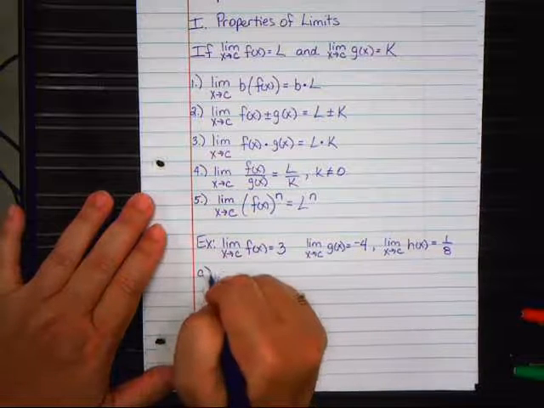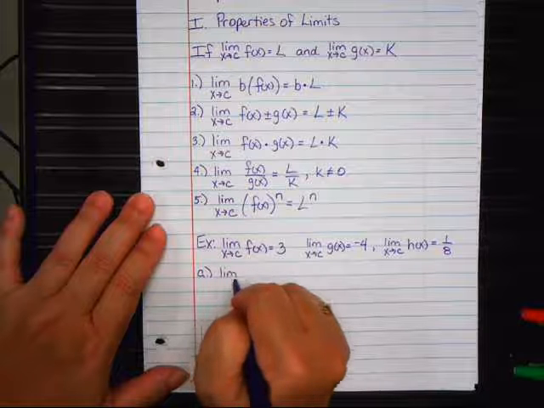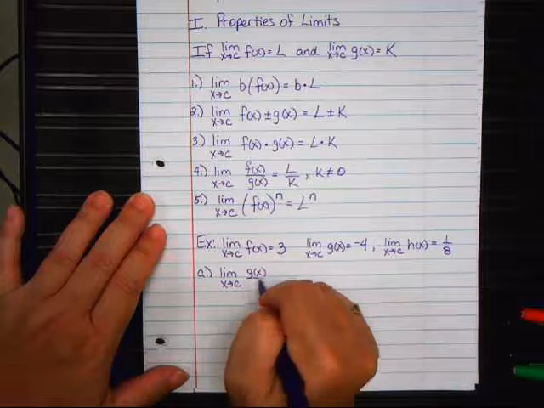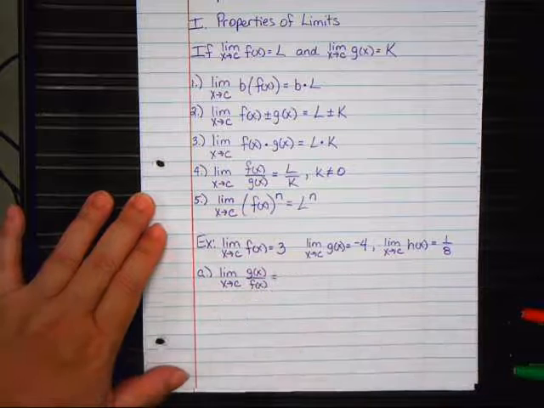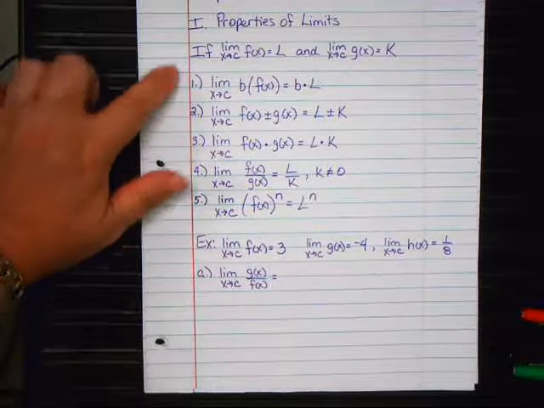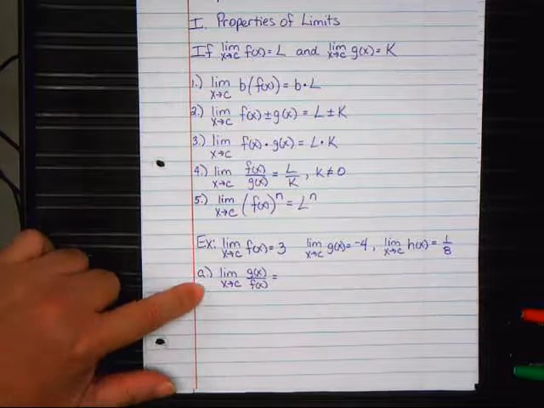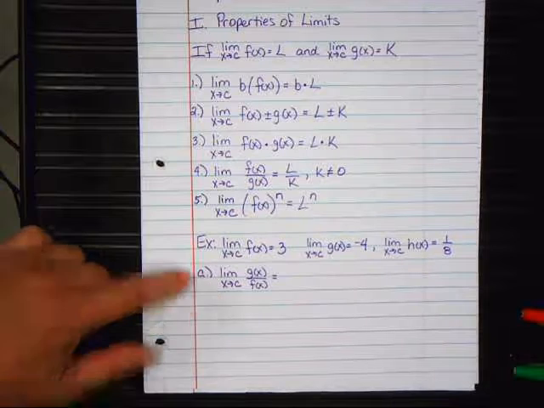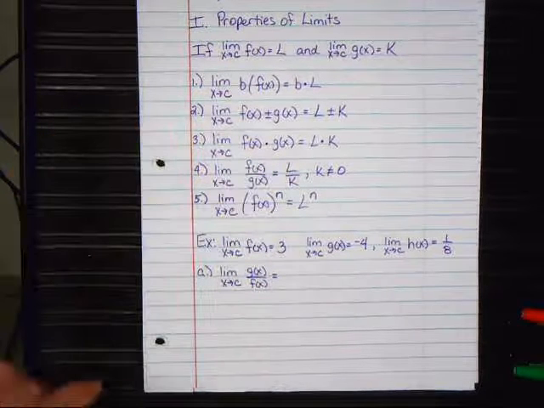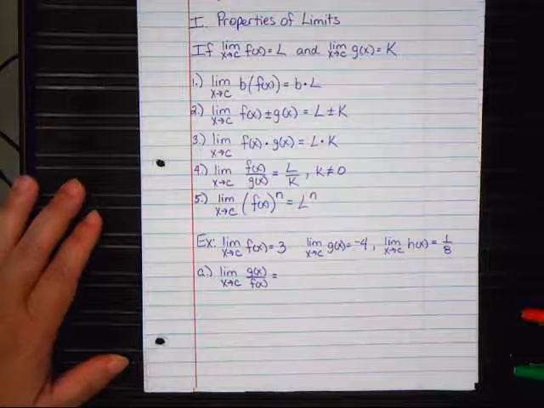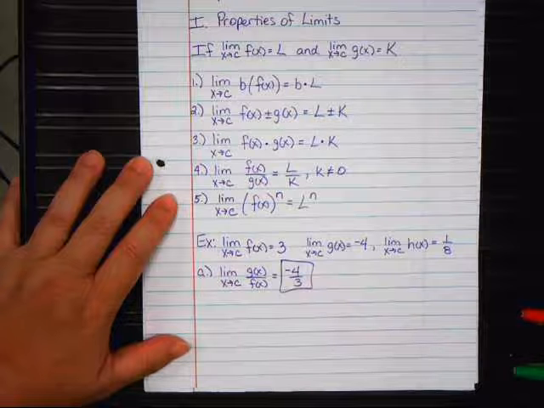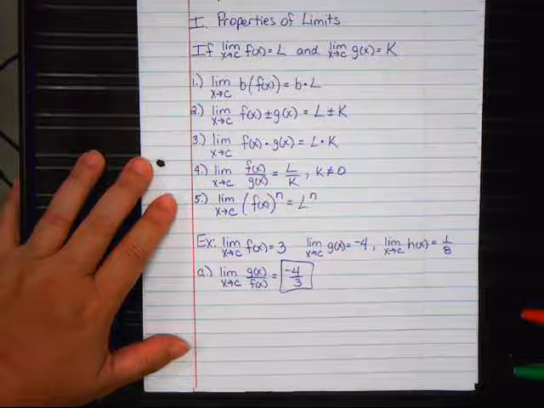So, part A, tell me what the limit as x approaches c of g of x over f of x would be. Okay? Which of the 5 properties does this letter A look like? Fourth one, right? And it just tells me that I'm supposed to divide the limits. So what should the answer be? -4/3. The end. That's all you do. Okay?